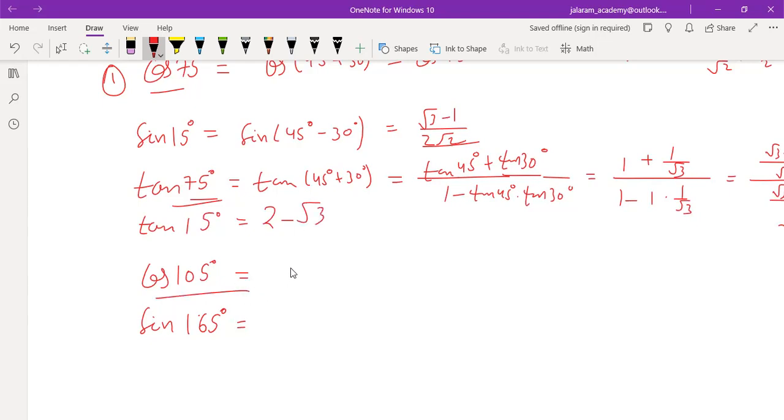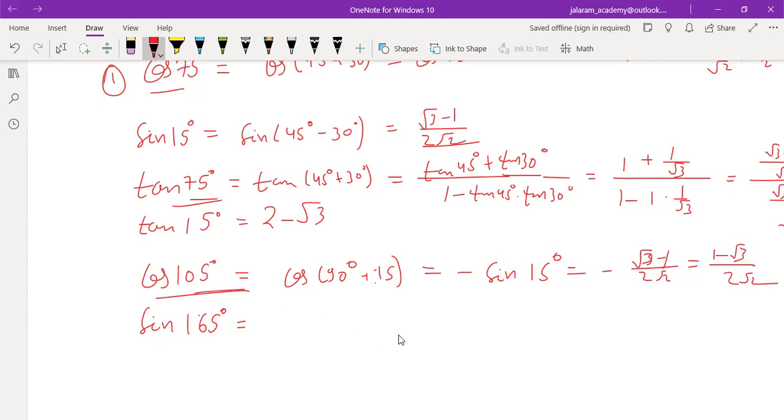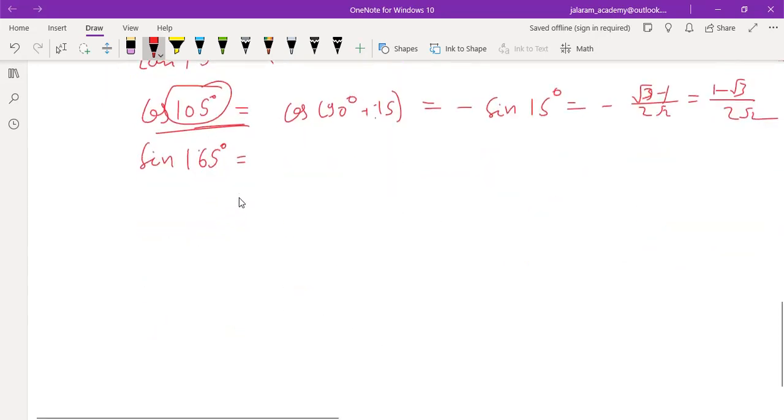Cos 105 degree you can find by this method also. Cos 90 degree plus 15 degree. And in the second quadrant, cos is negative, 90 degrees changes, so it is minus sine 15 degree. Sine 15 degree we have calculated, root 3 minus 1 upon 2 root 2. So it makes it 1 minus root 3 upon 2 root 2, or you can solve it by cos 45 degree plus 60 degree. And similarly, we can solve the other questions also.